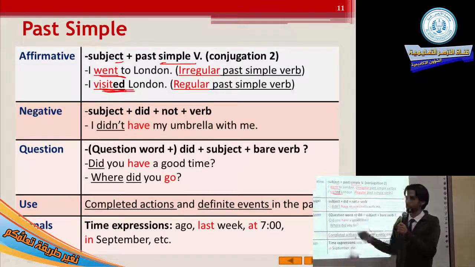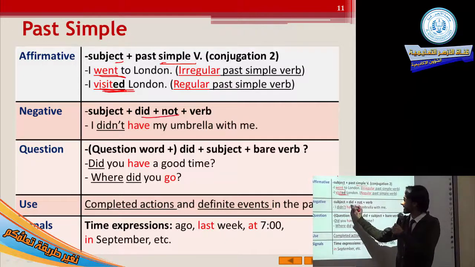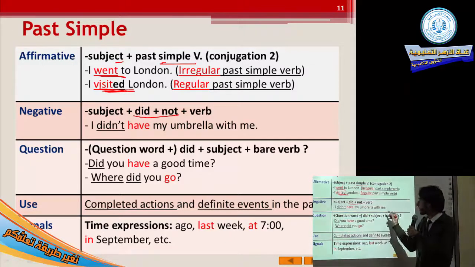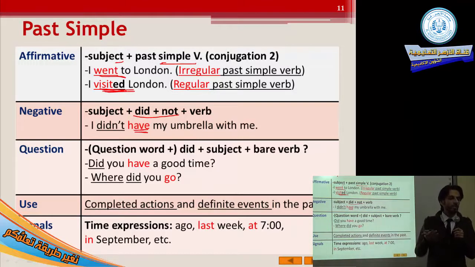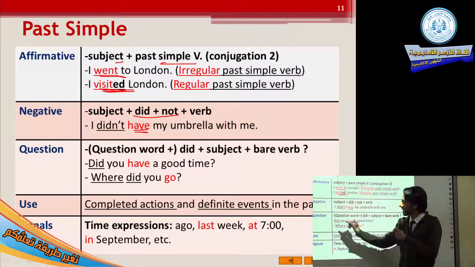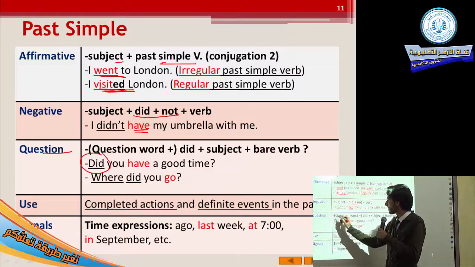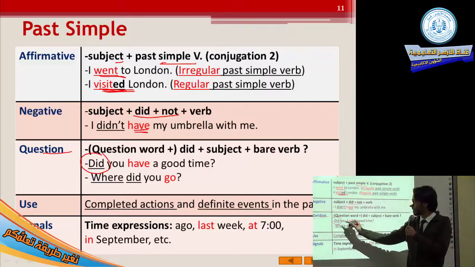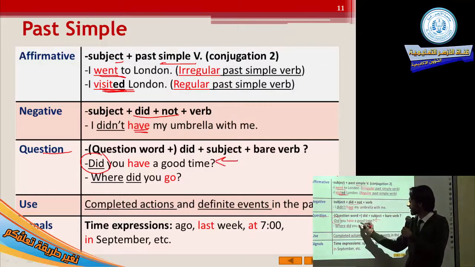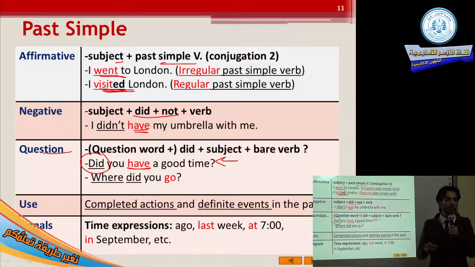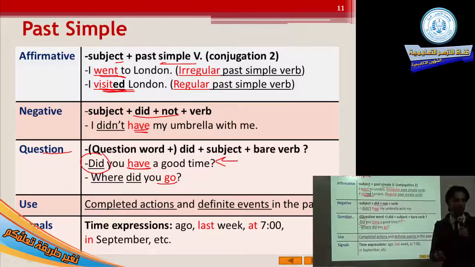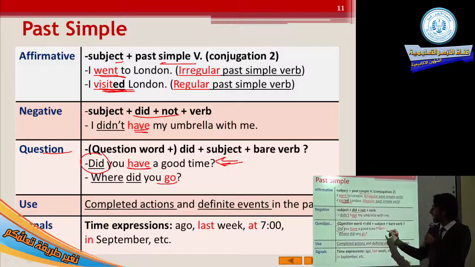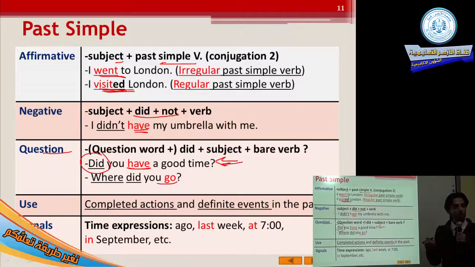I visited London. In negative, we use didn't. So, I didn't have my umbrella with me. And notice the verb after didn't must be in its bare form. Any questions? We use did at the beginning of yes/no questions. So, for example, we say, did you have a good time? And again, the verb in questions must be in its bare form. Where did you go? This is a WH question. And when we say, did you have a good time? Yes, I did. No, I didn't.